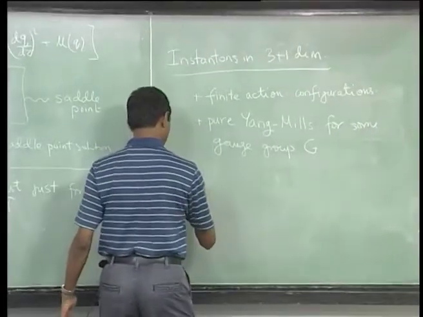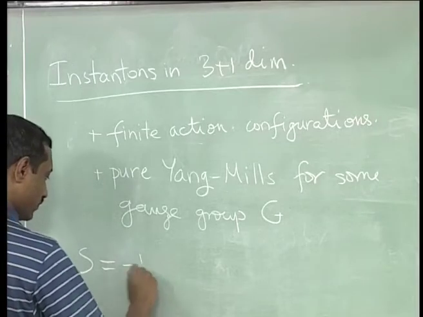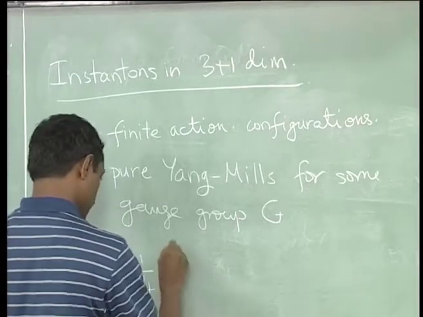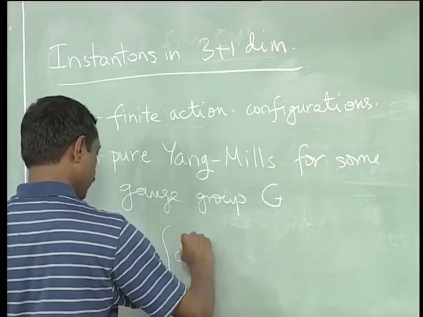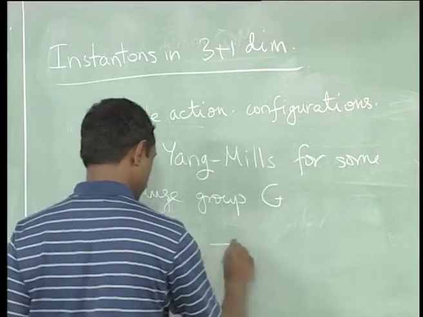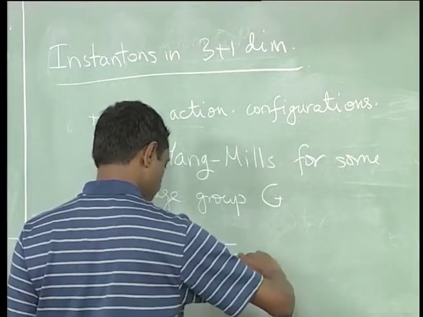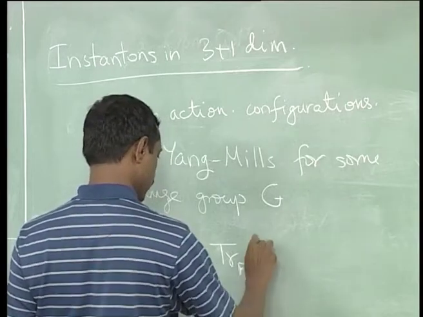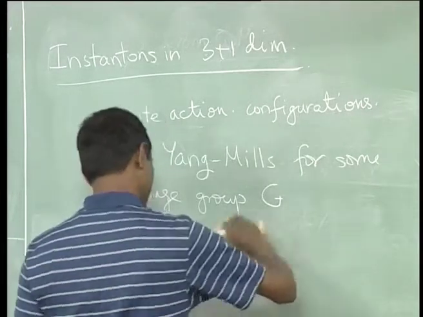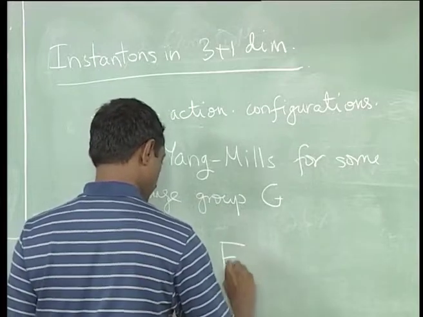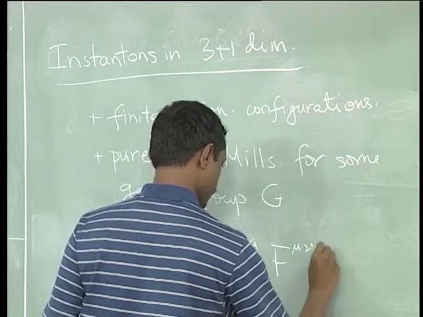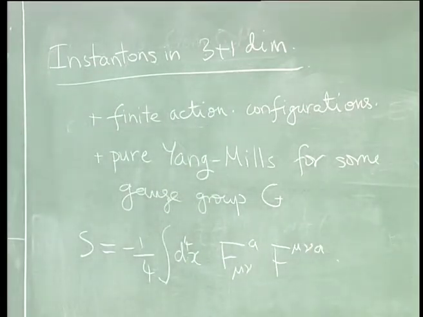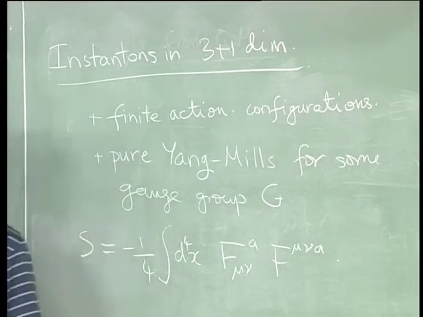The action is just S will be minus 1/4 or whatever, integral of d4x times trace in some representation, fundamental maybe, of F mu nu, or just write it straight as F mu nu a. Okay. So, this is the kind of action we are looking for, finite.